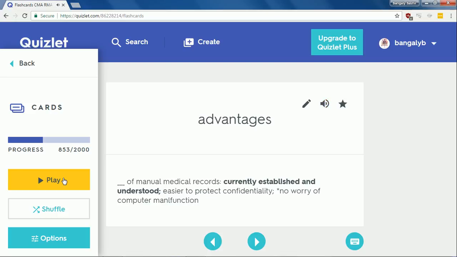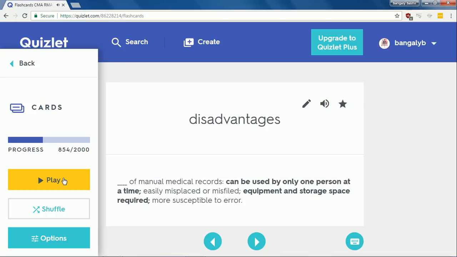Advantages of manual medical records: currently established and understood, easier to protect confidentiality, no worry of computer malfunction. Disadvantages of manual medical records: can be used by only one person at a time, easily misplaced or misfiled, equipment and storage space required, more susceptible to error.